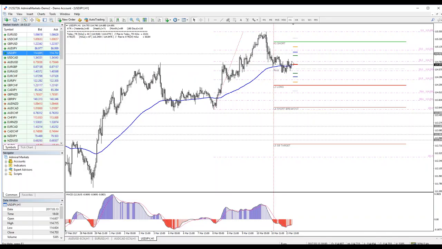For dollar yen, I would like to see it more down. And guys, this looks like a potential head and shoulders. This could be the left shoulder, this is then the head, and this is the right shoulder. And if it breaks this trend line, it should proceed more to the downside.